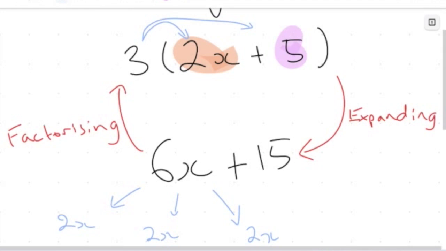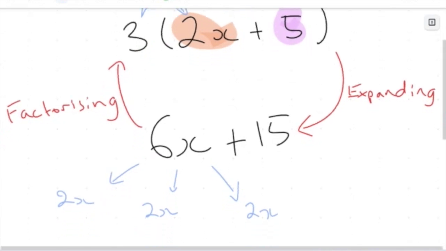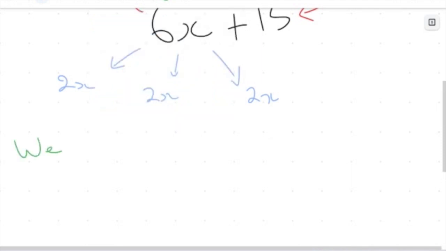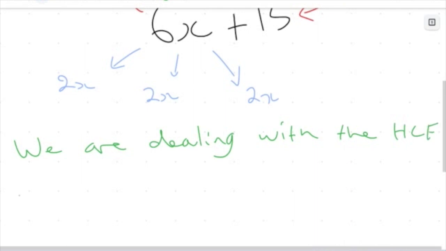We've noticed here that 3 was a common factor in both 6x and 15. In other words, 3 is the highest common factor. So today we are dealing with the highest common factor, HCF, in order to factorize expressions.